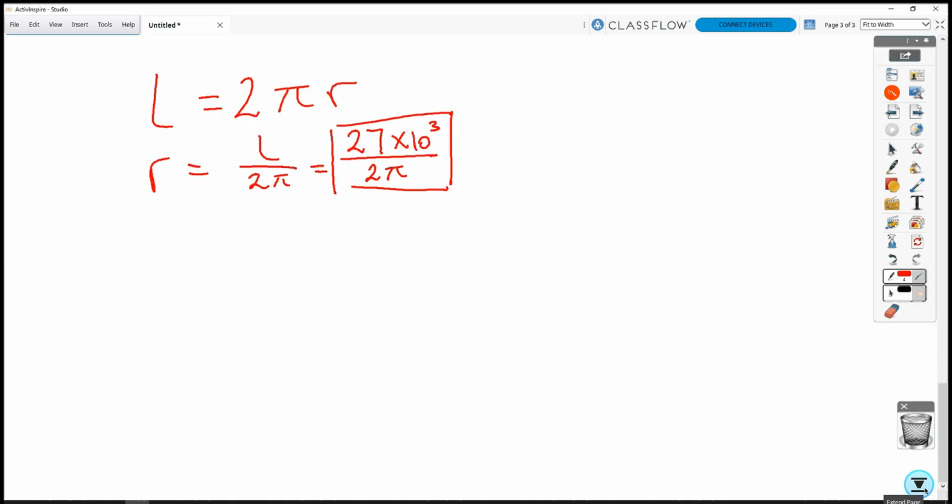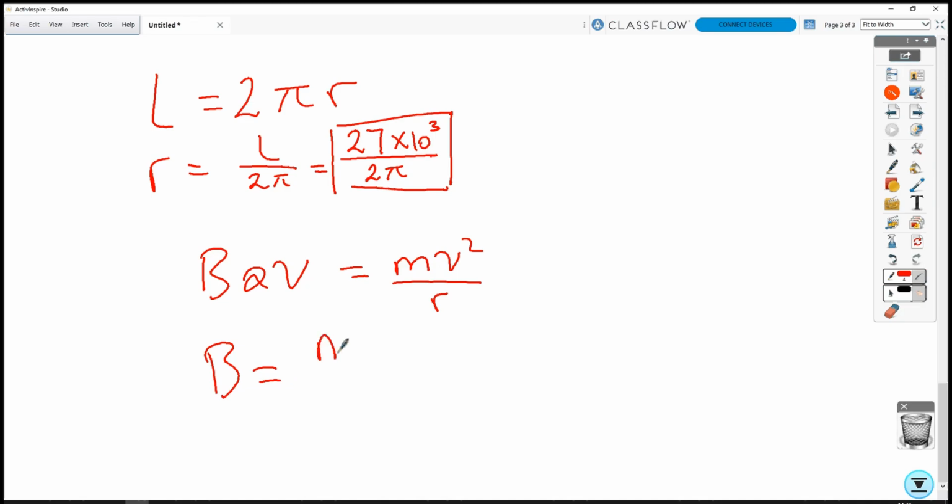Then we equate the force experienced due to the magnetic field to the centripetal force. So BQV equals mv squared over r. The question asks us to find the B field that allows this to happen. So we're going to rearrange this to get B. So B equals to, we'll move the Q and the V to the other side. That's mv all over QR.